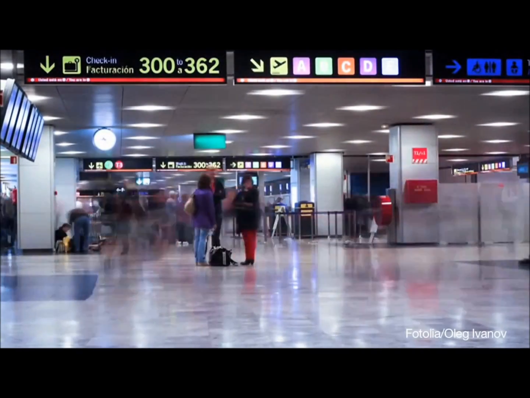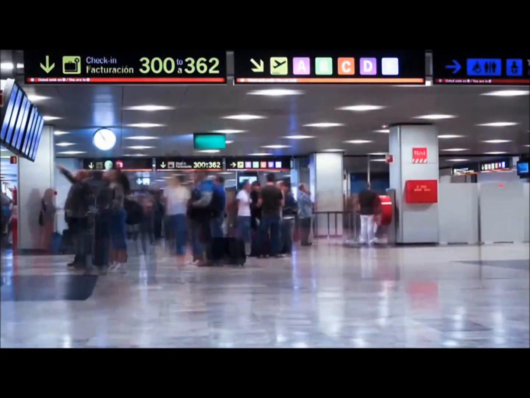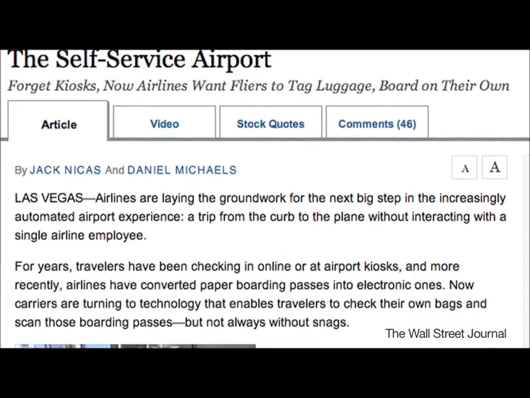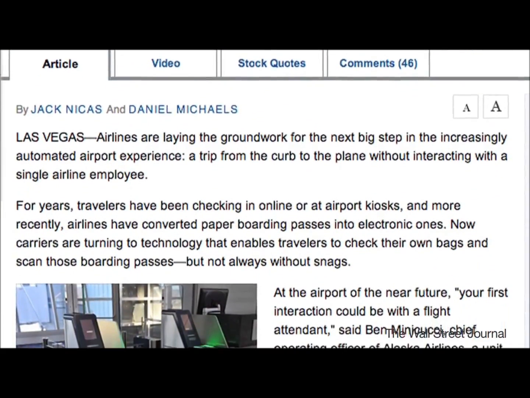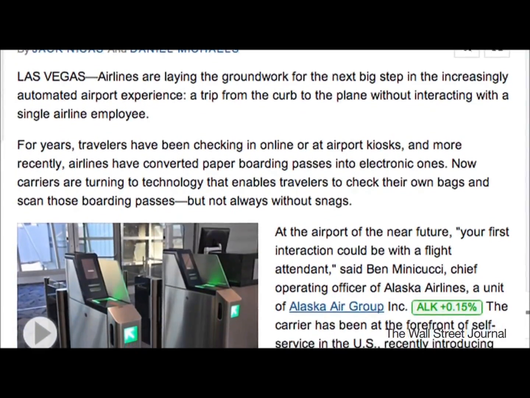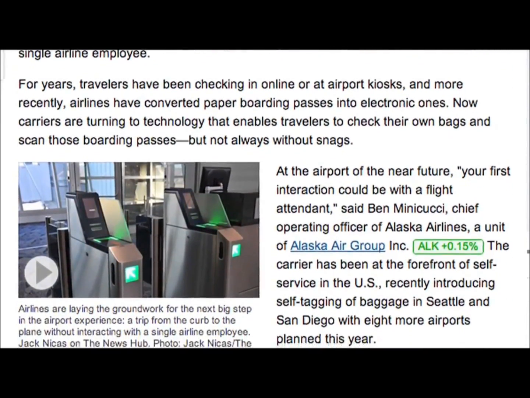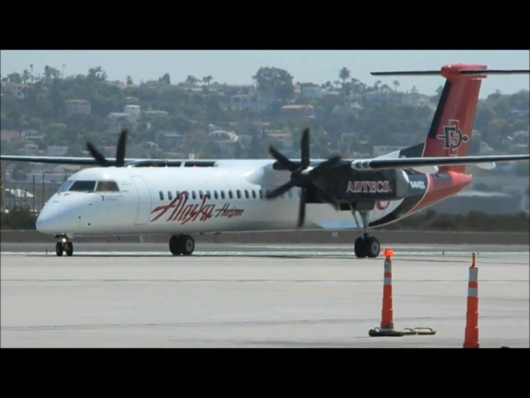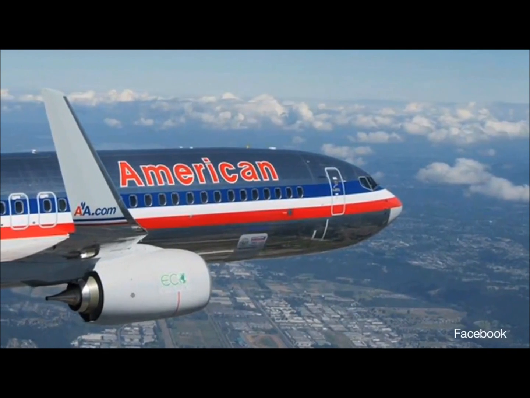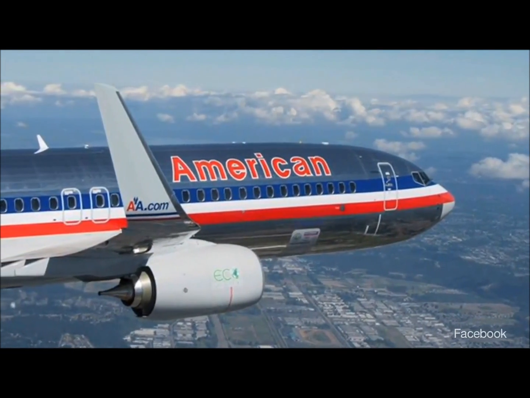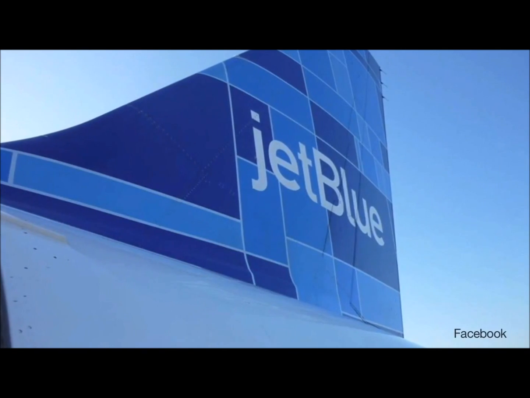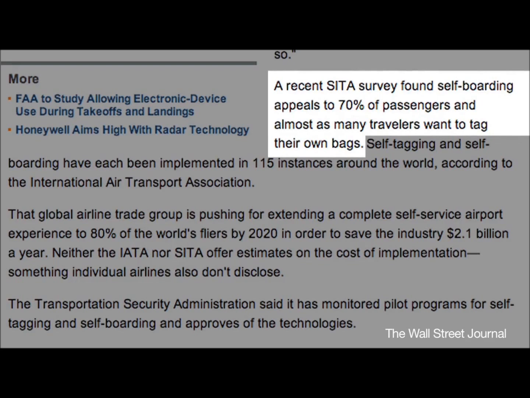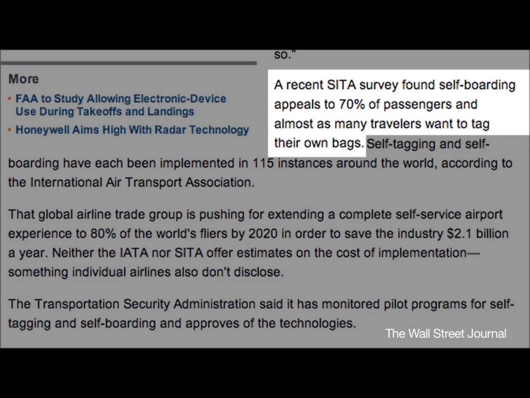Can you imagine airports being all self-service? Can you imagine not seeing any airline employees until you get onto the plane? Well, that may not be too far off into the future, as technology these days is allowing airline passengers to scan their own boarding passes and check their own luggage with zero human interaction. Alaska Air Group has recently introduced luggage self-tagging in San Diego and Seattle airports. Other airlines are jumping on board the self-service phenomenon. American Airlines introduced self-tagging in Austin, while JetBlue Airways has announced self-boarding gates. According to the Wall Street Journal, 70% of passengers approve of self-tagging and self-boarding.